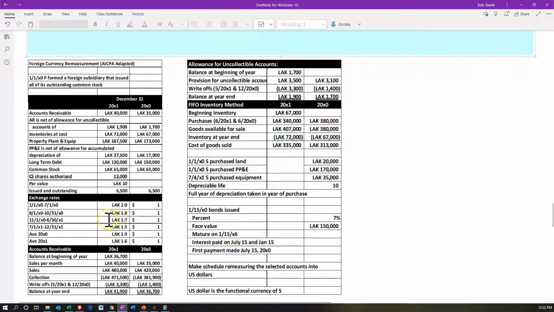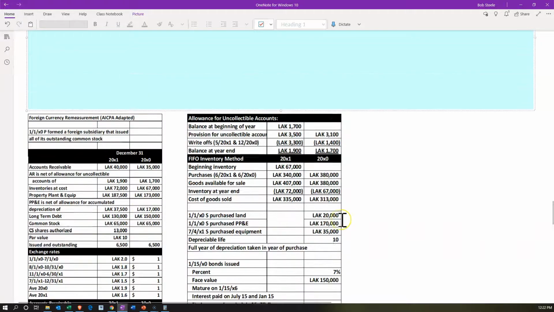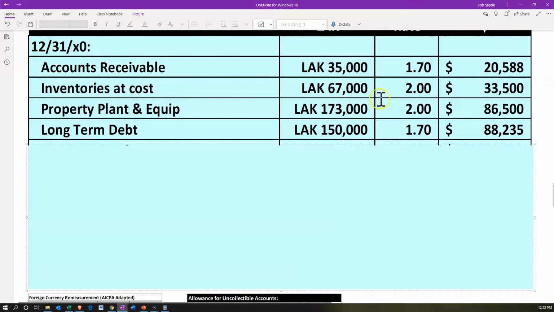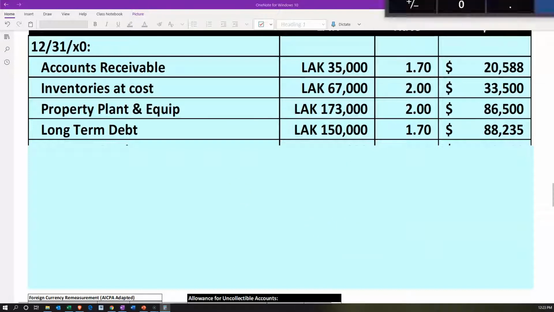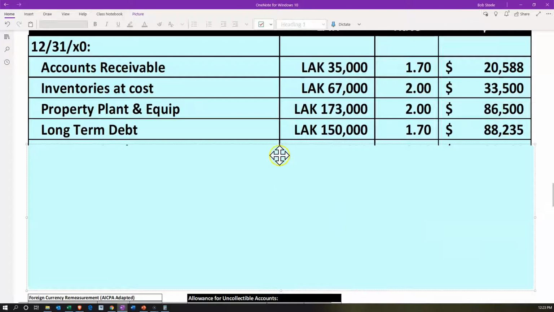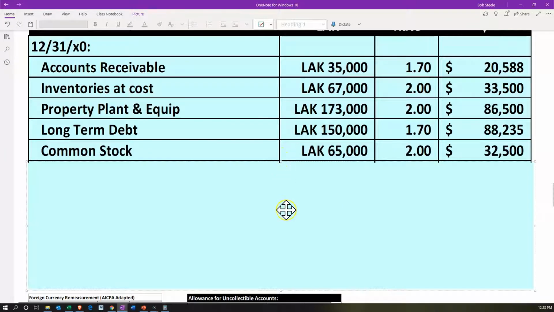So here we have 11/1 to 6/30, and that's going to include the 1.7. So 12/31's in there. We got the 1.7 just like we had up here for the receivable. And then if I do the calculation again, 150,000 divided by the 1.7 is going to give us 88,235.